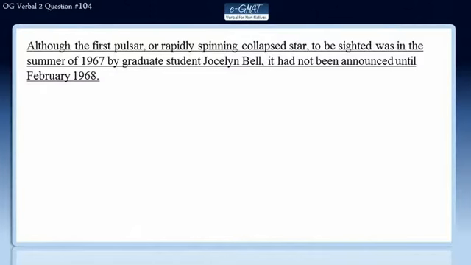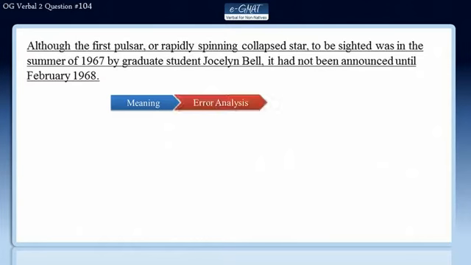We will solve question number 104 of OG Verbal 2nd edition by using the e-GMAT 3-step process. In the first step, we will understand the meaning of the sentence. In the second, we will evaluate the errors in the sentence, and finally, we will review all the answer choices to get to the correct answer.